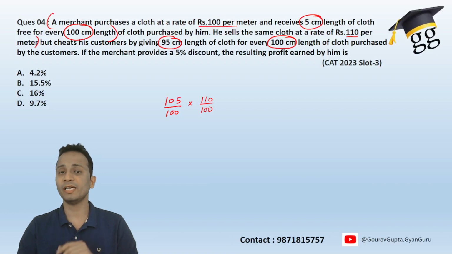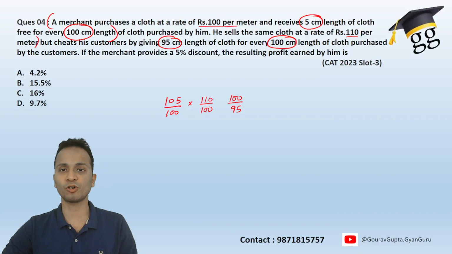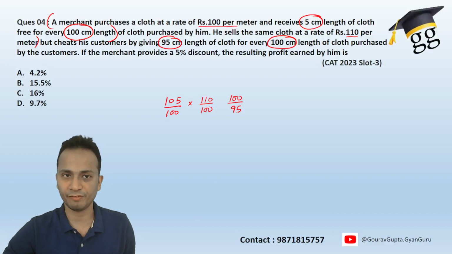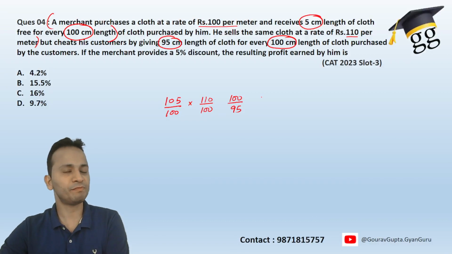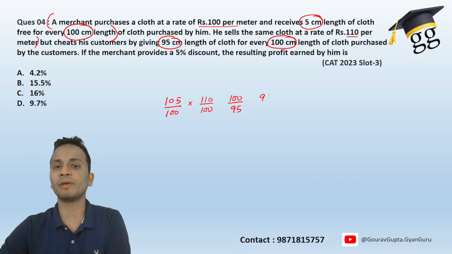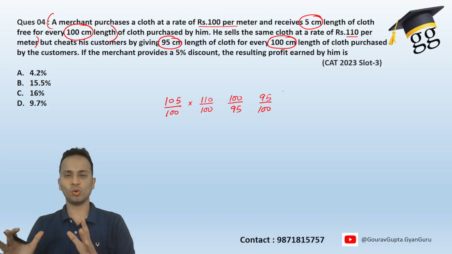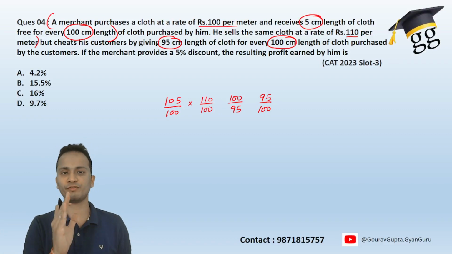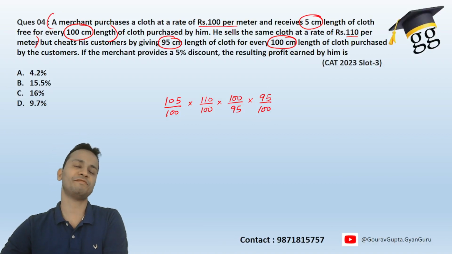Right, he is gaining here. Now how much is the gain? He is giving, sorry, 95 for every 100 meters of cloth, so 100 divided by 95, right? And the merchant provides a 5% discount, so the value will be reduced, so it will become 95 upon 100, right? There is no other factor involved, so there were 4 factors, and you can simplify and find the final answer.